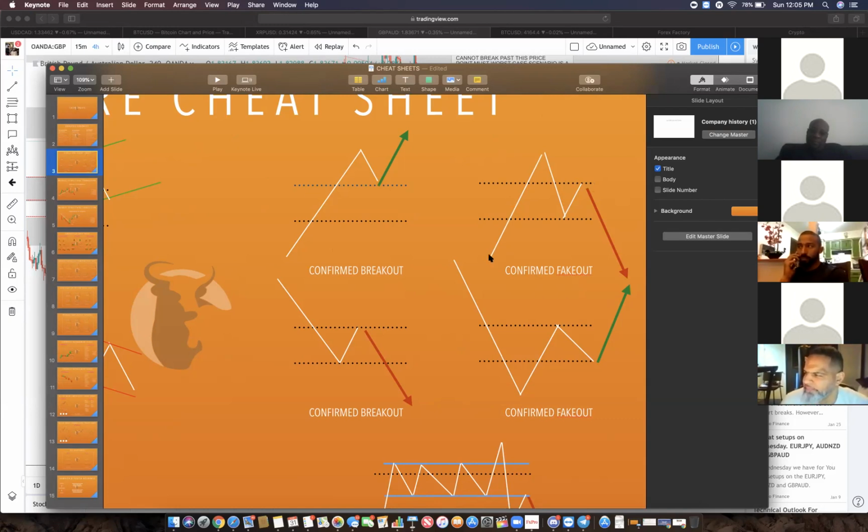So, for instance, if the market was going up, broke past the resistance area, and it came back into the resistance area and retested, then we'll have a confirmed fake out towards the downside, right? Meaning the market's going to just continue going down.